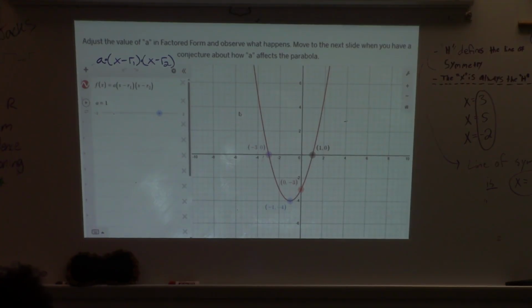KB, you alive back there? How do you engage it when your hood is up? 1, 2, you're looking towards the back of the room.